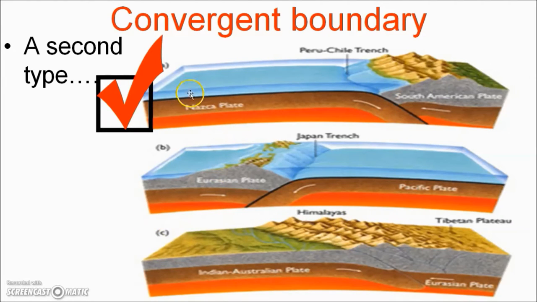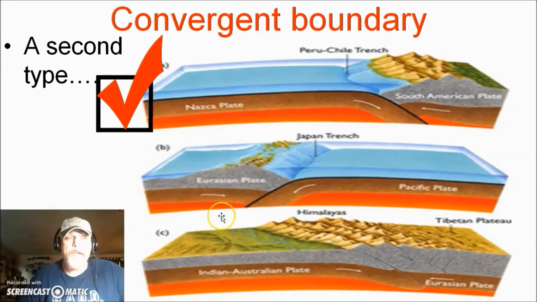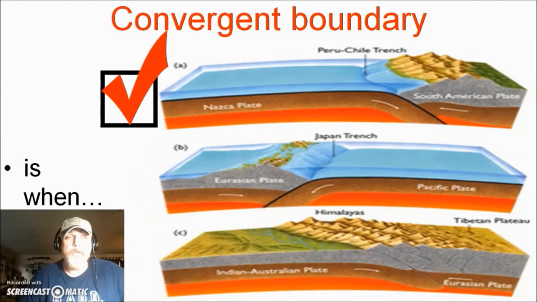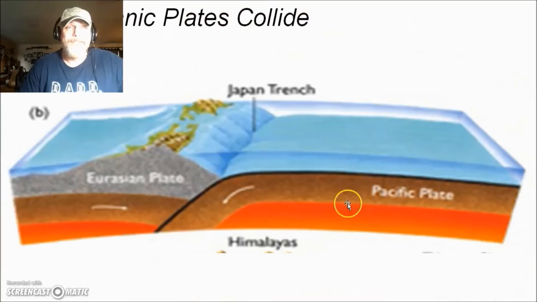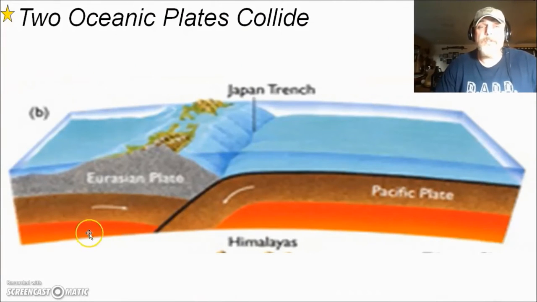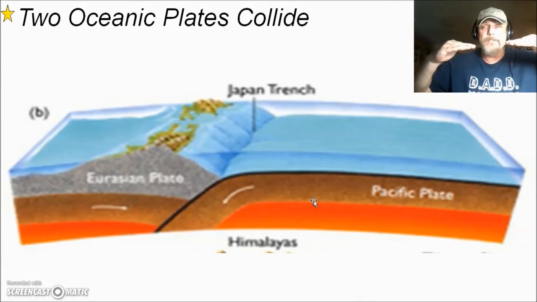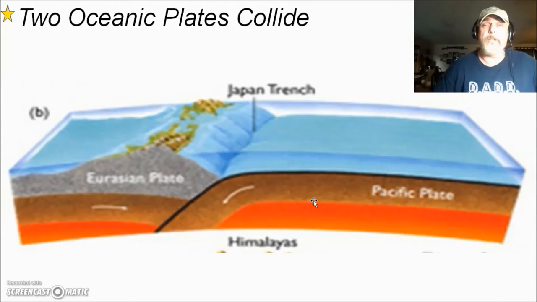Now, that's the first type, where you had oceanic versus continental. Now, the second type is going to be when you have two oceanic plates colliding. So we have oceanic versus oceanic. So now we have two dense, thin plates that are going to be colliding. What do you think is going to happen if the two dense plates are colliding?